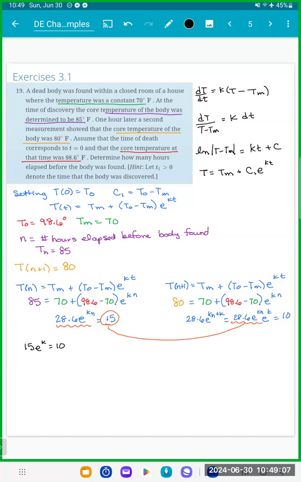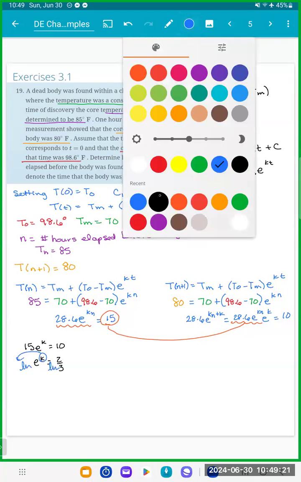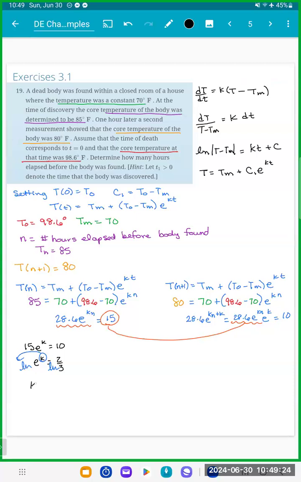Okay, taking the ln, we'll simplify it, getting our constants. We have e^k = 2/3, right? 10 divided by 15. We can take the ln of both sides, bring that k to the front, and that's going to give us that k is equal to ln of 2/3, which is approximately -0.4055.